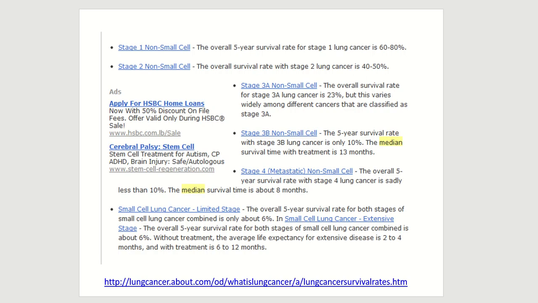So over here I have examples coming from lung cancer, and they talk about, for example, stage 3B for non-small cell. The median survival time with treatment is 13 months. Meaning by 13 months, 50% of the treated will be alive and 50% would have died.